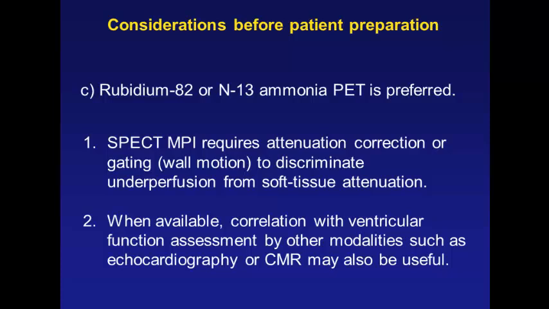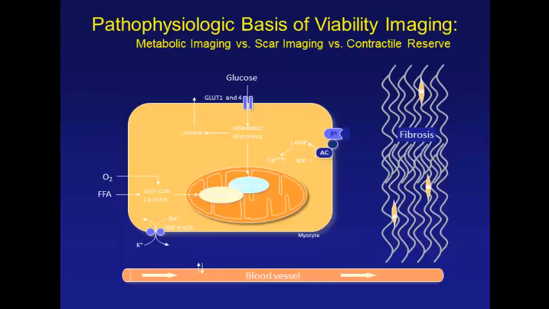And I think that it is very important that the correlation with the ventricular function assessment is really done. It could be CMR, it could be, of course, gated SPECT, but best would be to have a PET perfusion, but we use technetium very, very often as well.